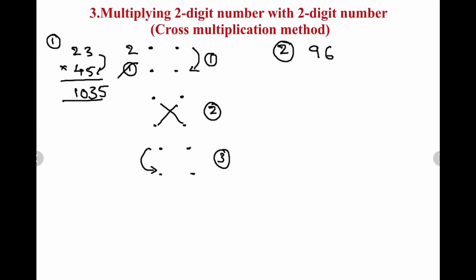96 is multiplied with 84. First 4 into 6, 24. Keep 4, 2 carry forward. 4 into 9, 36. 8 into 6, 48. 36, 48. So 30 plus 40, 70. 6 plus 8, 14. 70 plus 14, 84 plus 2, 86. Keep 6, 8 carry forward. 8 into 9, 72 plus 8.